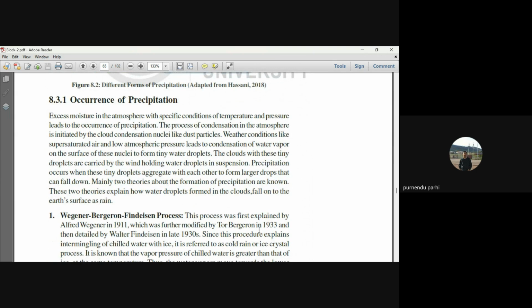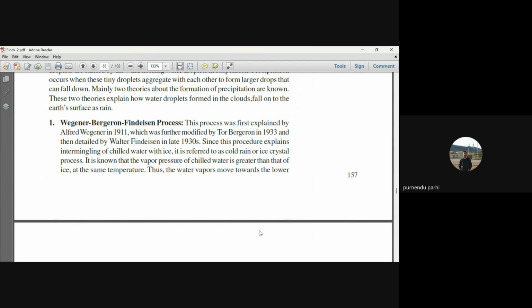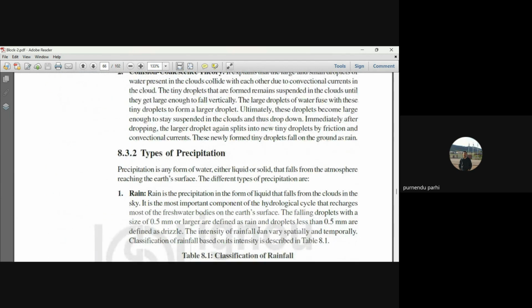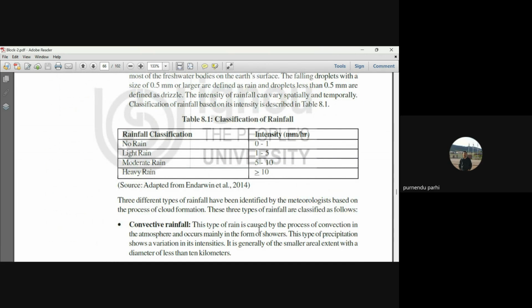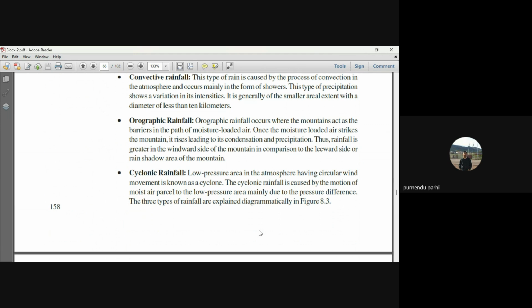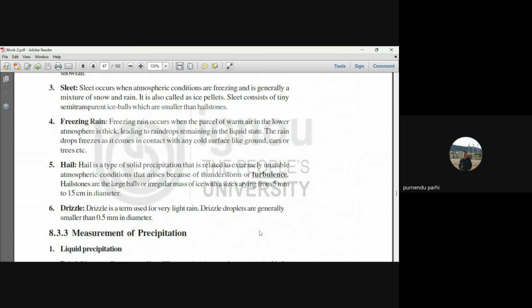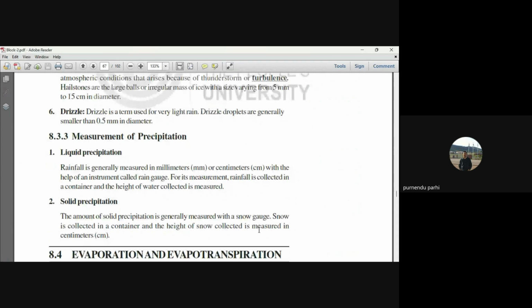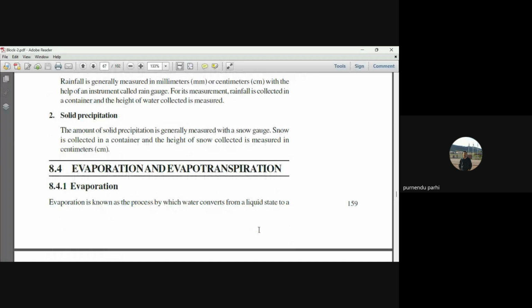Occurrence of precipitation, there are different processes. There is the Wegener-Bergeron-Findeisen process. Then types of precipitation: it is rain, which we have already discussed in the last block, then convective rainfall, then orographic rainfall, then cyclonic rainfall, snow, sleet, freezing rain, hail. Measurement of precipitation: it is liquid precipitation and solid precipitation.